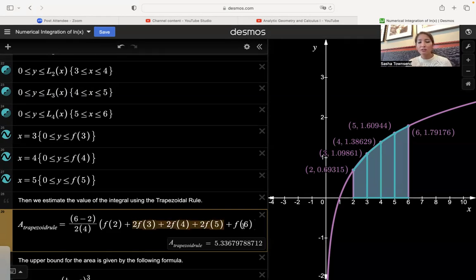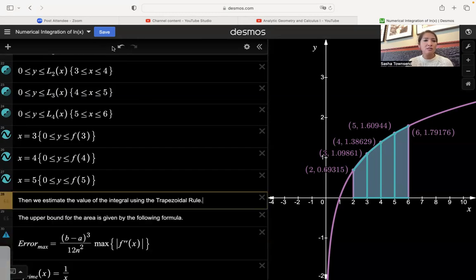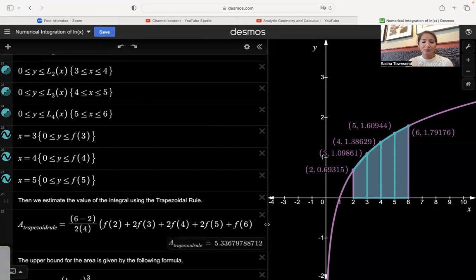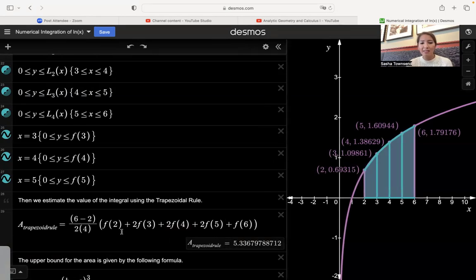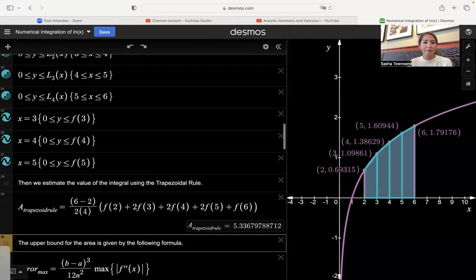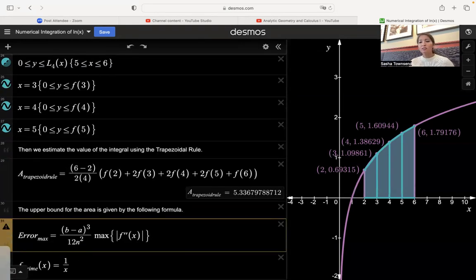So we substitute those values into our formula. We have Desmos do the calculation. Oops. And that's what we get. Our area is approximately this, 5.33679, approximately.